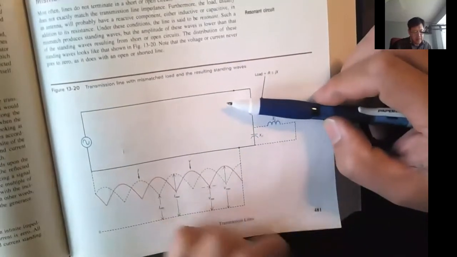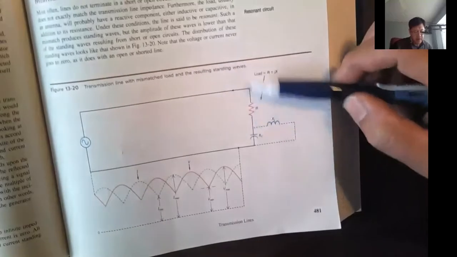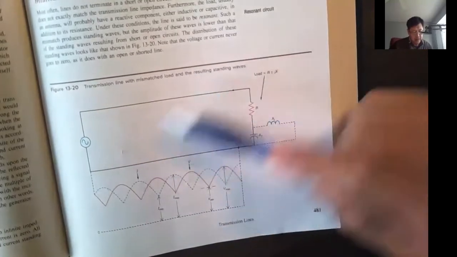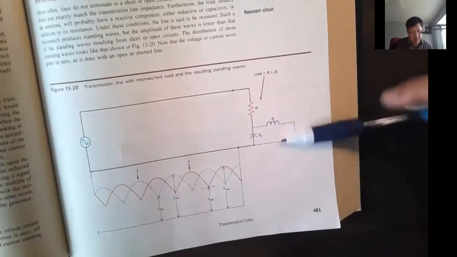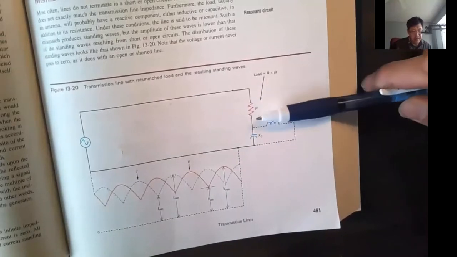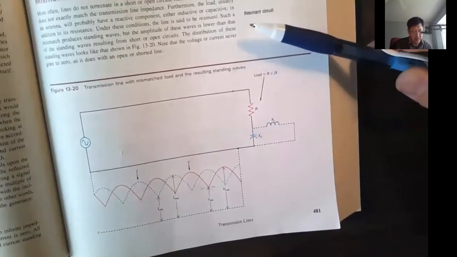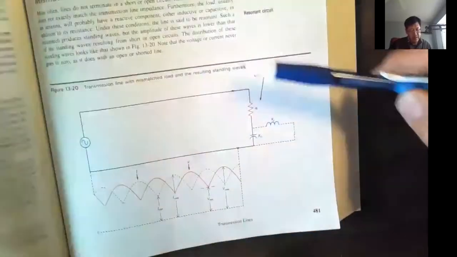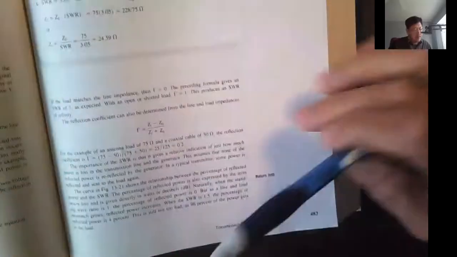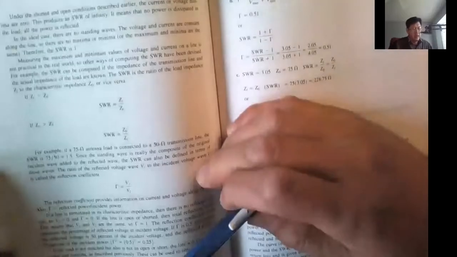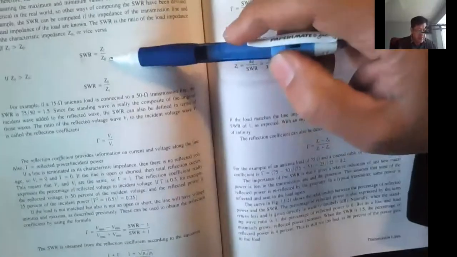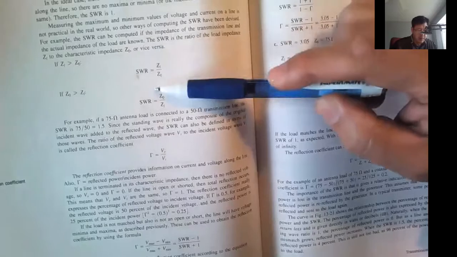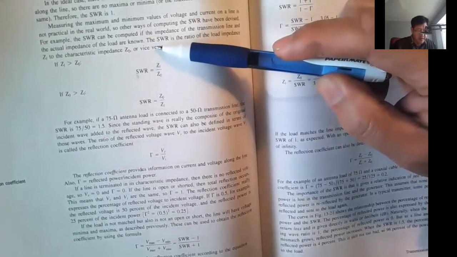The last scenario will be somewhere in between. So what happens is you have a power source, a transmission line, and then you have a mismatched load. It's neither open, nor short, nor identically matched. It's mismatched. In this scenario, mismatched, we will have a certain degree of standing waves, somewhere between 0 and maximum.